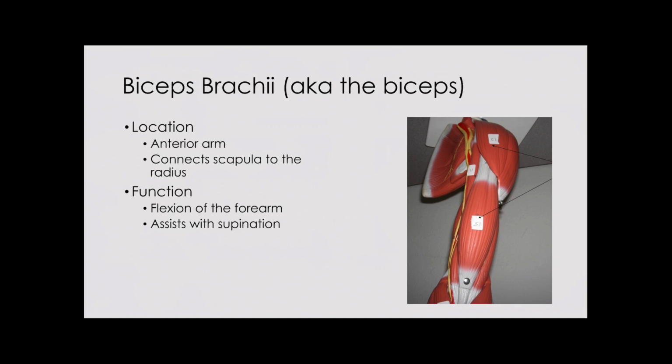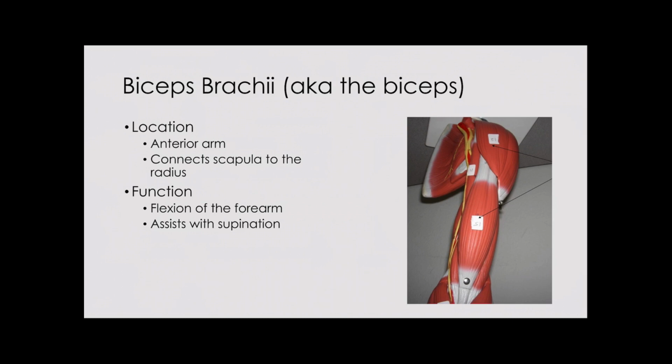All right, let's go into your elbow muscles. The first one is your biceps brachii, which is known as your biceps. Where are they located? Your biceps are located in the anterior part of your arm, so the front part of your arm when you are in your anatomical position. This helps with the flexion of your forearm. They also connect to the scapula and the radius.